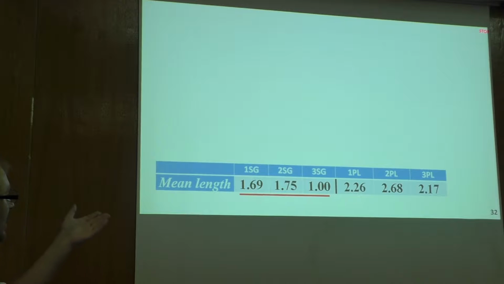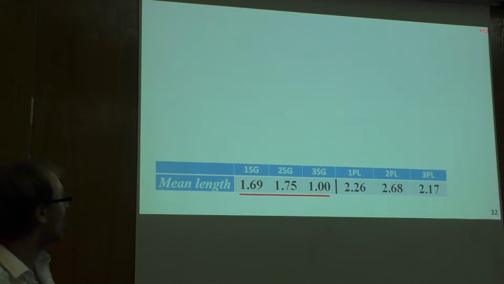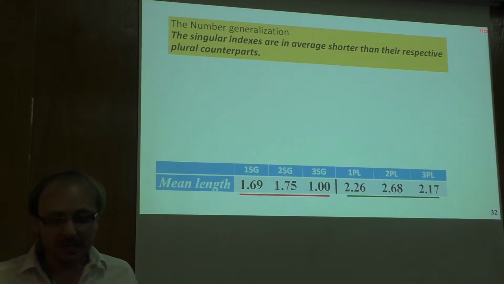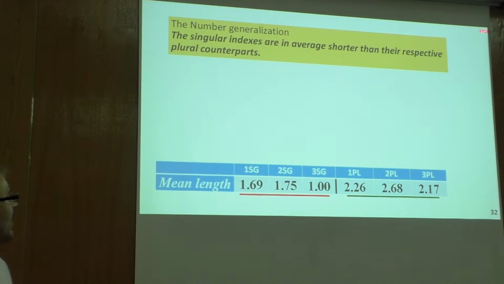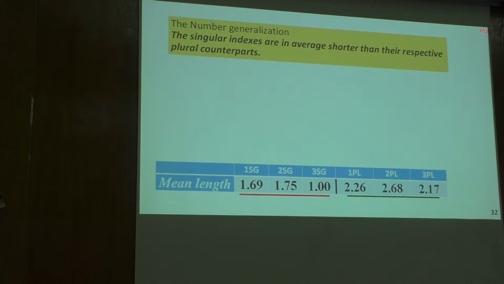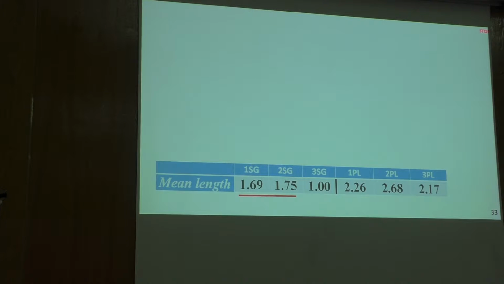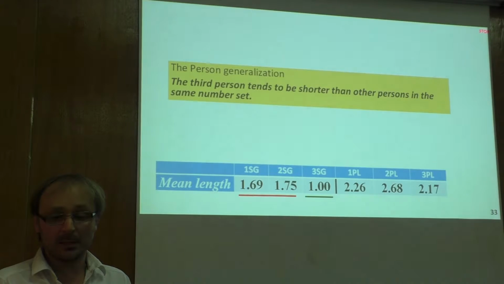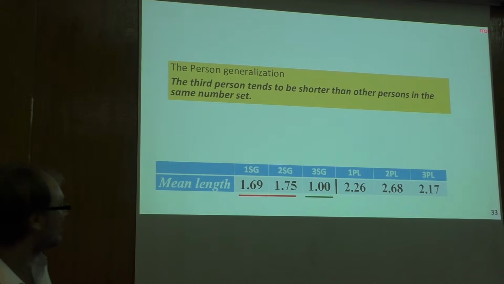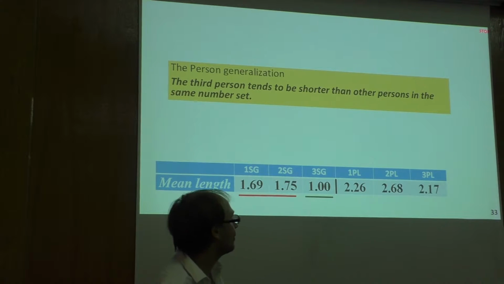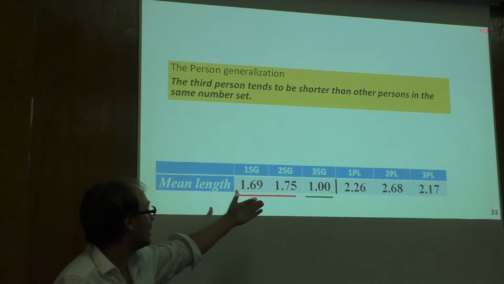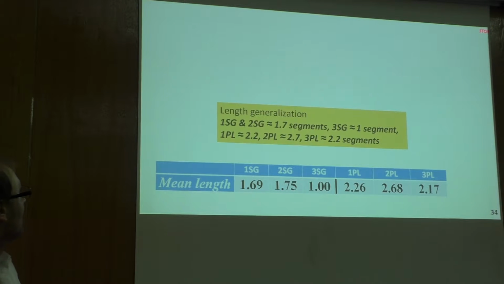Now, let's compare the singular set as opposed to the plural set. Of course, that's maybe trivial, but no one has shown this: the singular indexes are never shorter than their respective plural counterparts. That seems to be a quite robust tendency. Actually, it's very difficult to find exceptions to this. A less robust generalization is that the third person singular seems to be shorter than other persons. That also holds for the plural, but not that strongly. At least for the singular, it's very clear. It's almost twice as short, well, a little bit less than twice.